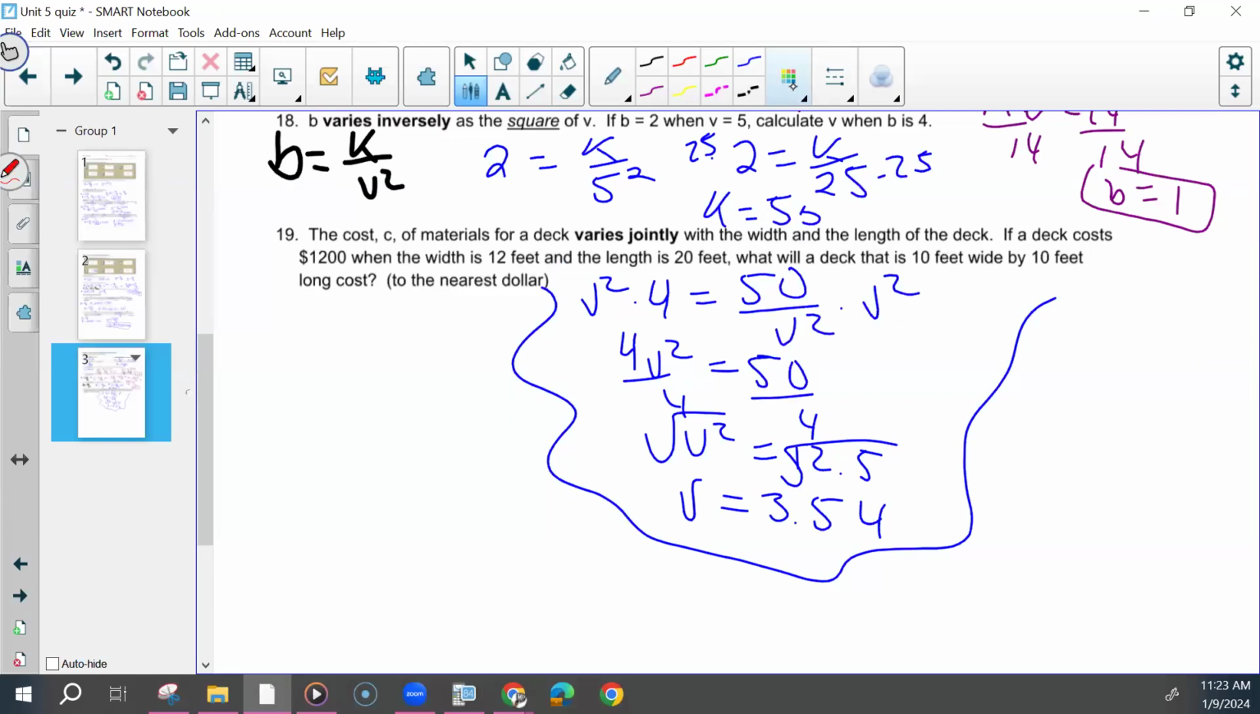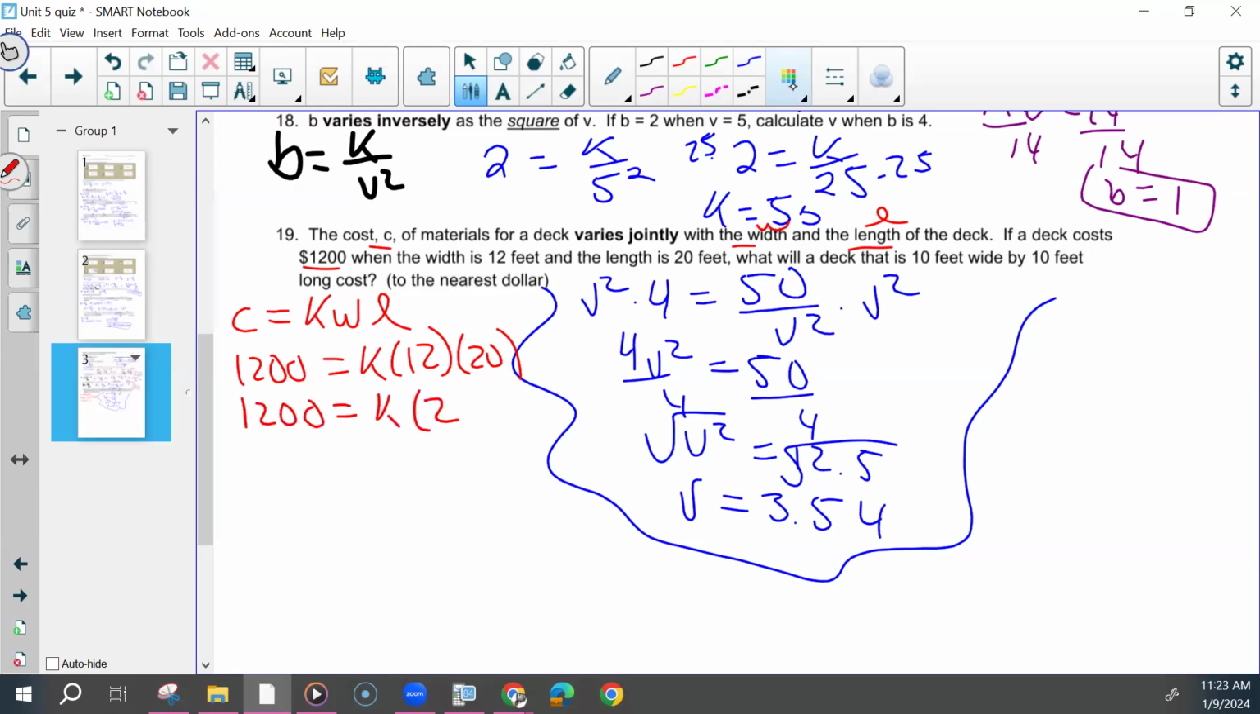For the last one, the cost C varies jointly with the width and the length. So you could have called that W and L, X and Y. Really, it didn't matter. So this would look like C equals KWL. If the deck costs $1,200 when the width is 12 and the length is 20, you would put in those numbers, find K.